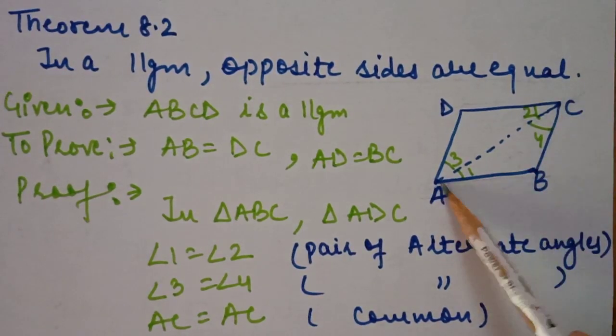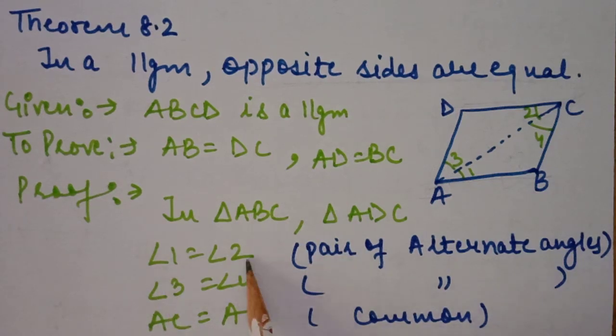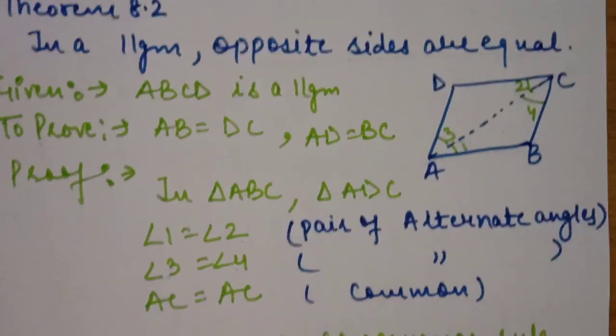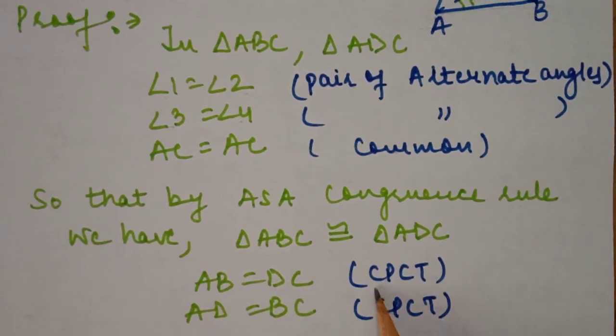So we have triangle ABC and ADC. Angle 1 and angle 2 are equal to each other as a pair of alternate interior angles. Angle 3 and angle 4 are also equal to each other as a pair of alternate interior angles. AC is equal to AC, common. So students, by the ASA congruence rule, both the triangles are congruent to each other. Now AB is equal to DC and AD is equal to BC by CPCT. What is CPCT? Corresponding parts of congruent triangles.